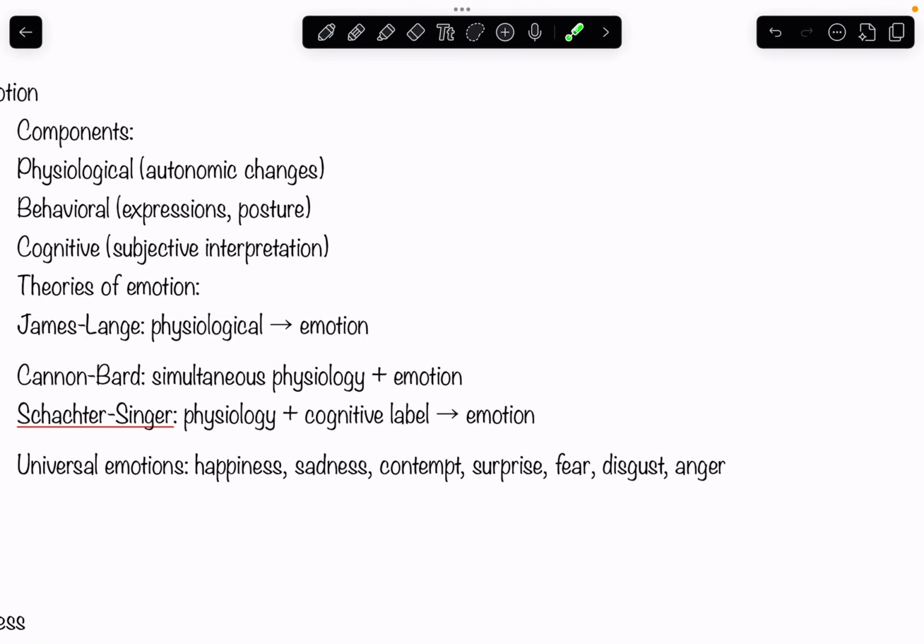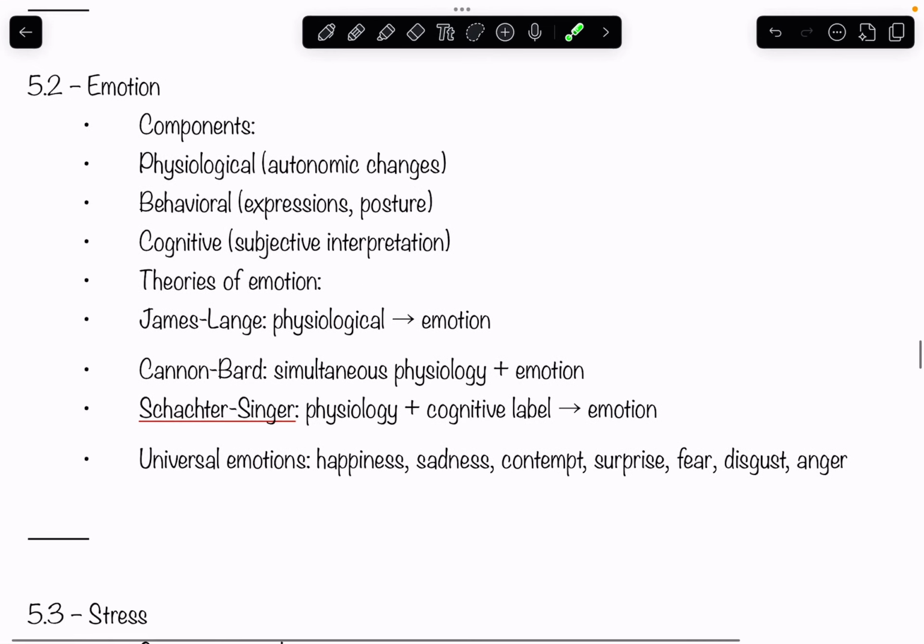Hey guys, so now we're going to talk about emotion. First, we have different components of emotion. We have our physiological component, which is our body and the way our body reacts to emotion. We have behavioral, which is how we're physically showing and expressing the emotion. And cognitive, which is the interpretation of what's going on.